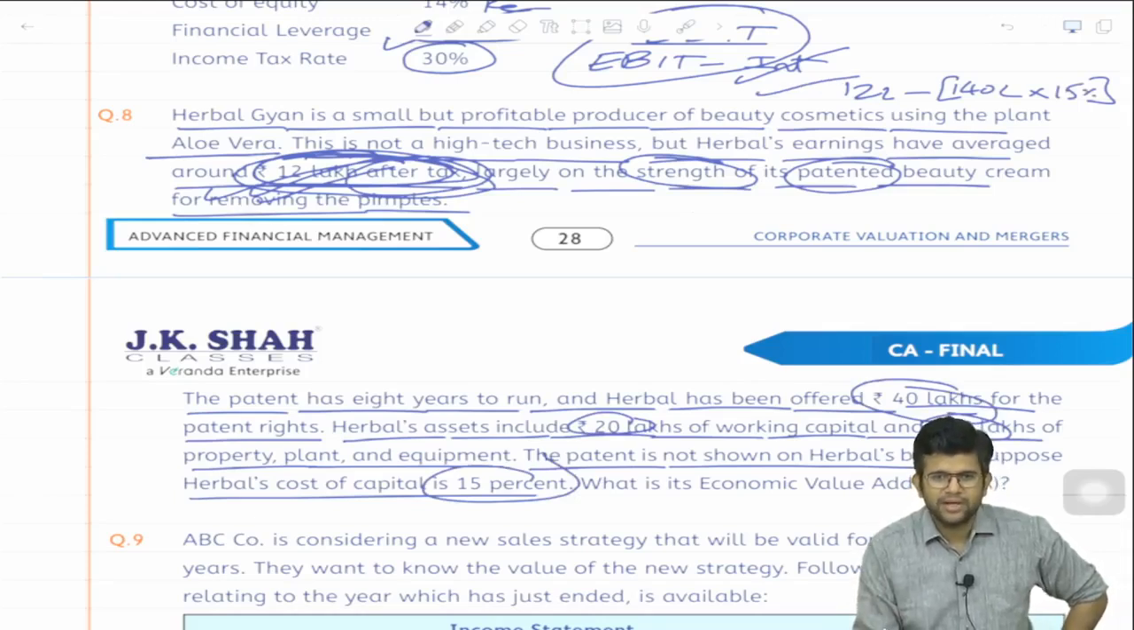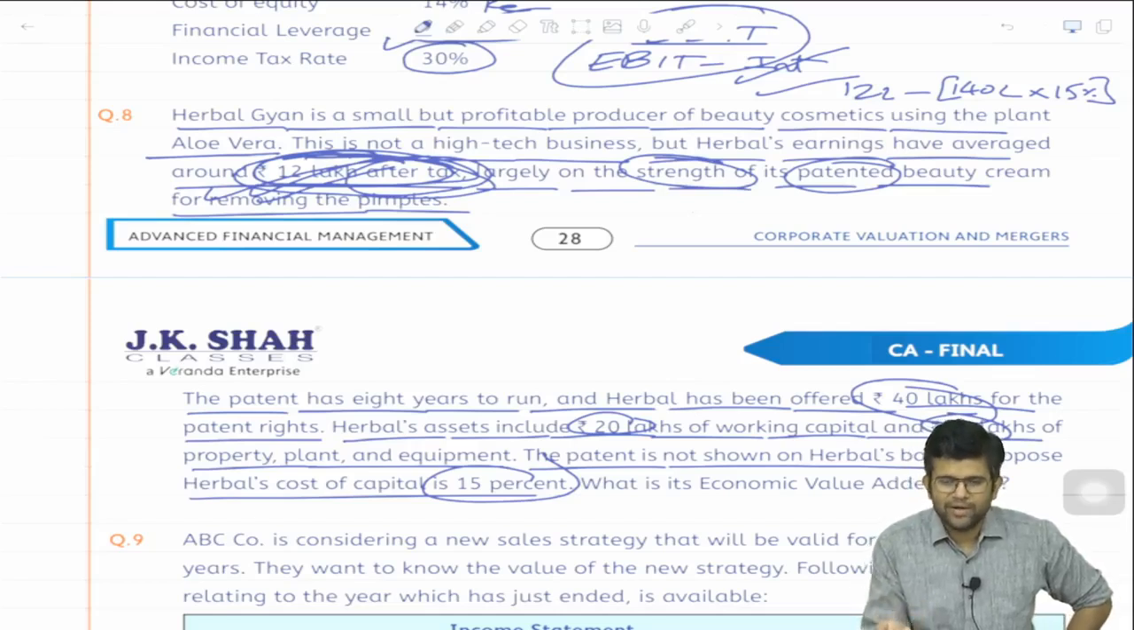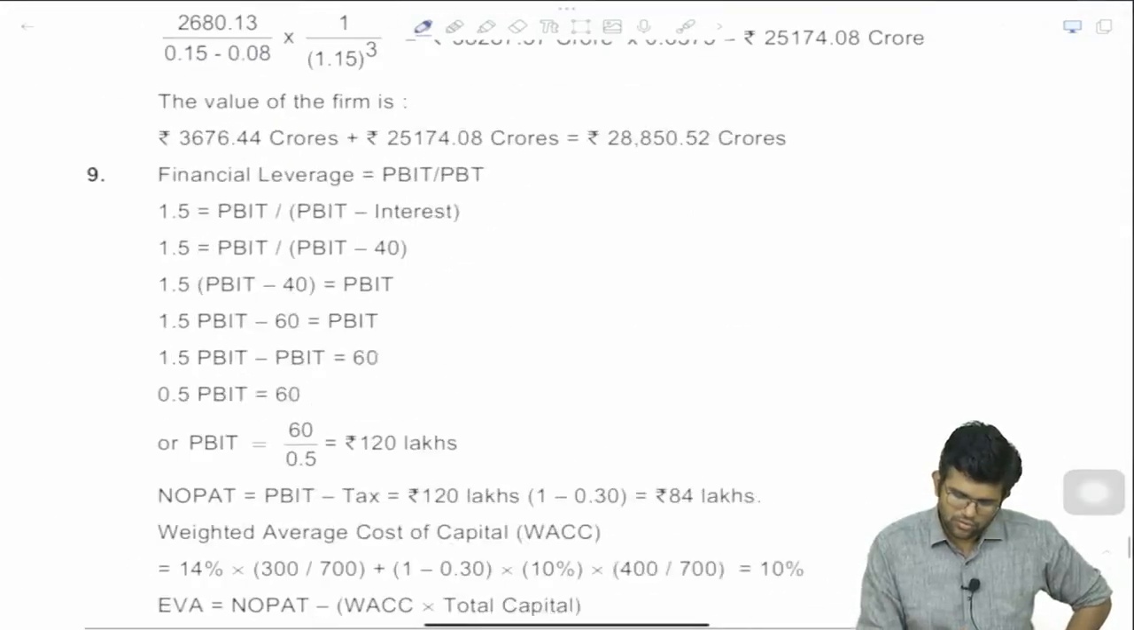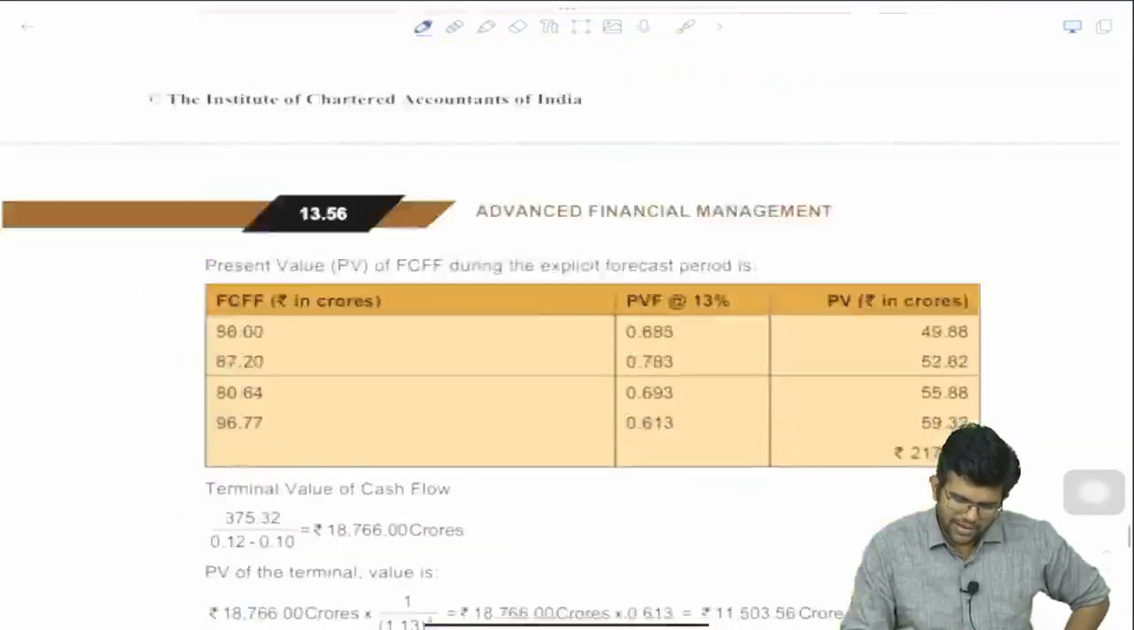I hope you are understanding. One line answer to the Herbal Gyan question. All clear? NOPAT is given and WACC is given. What is left? Only for total capital employed, 140 lakh you had to add. Question over. Everyone following?